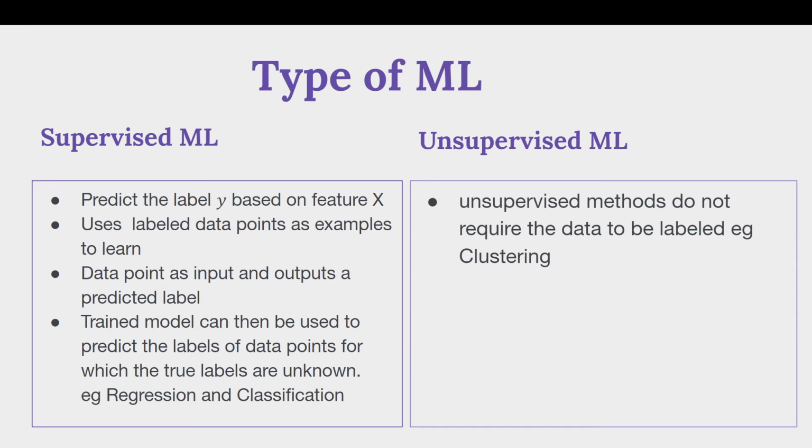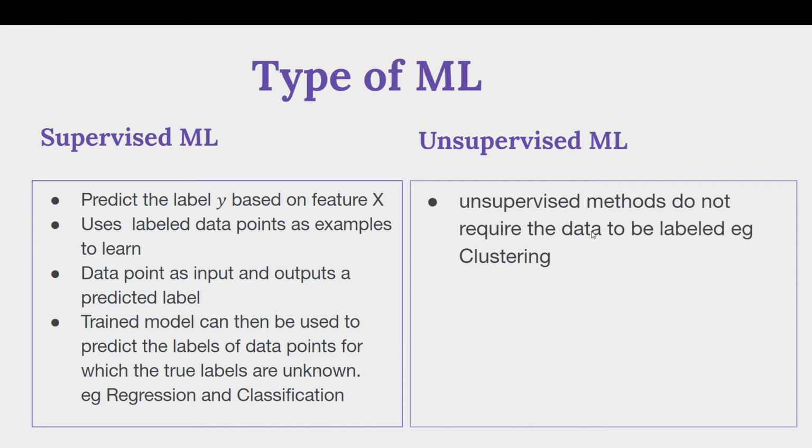Types of ML: supervised ML and unsupervised ML. So what's supervised machine learning? Supervised machine learning uses labeled data. Based on the features, it learns to predict from the labeled data we provide, and we develop or train a model. Using this model, it starts predicting unknown data, unknown labels. Examples of supervised machine learning are regression and classification.